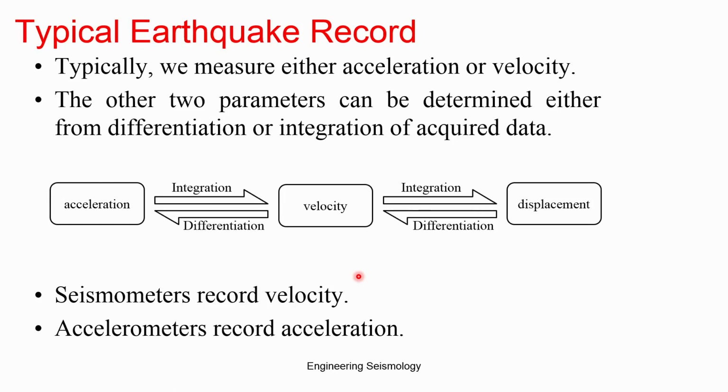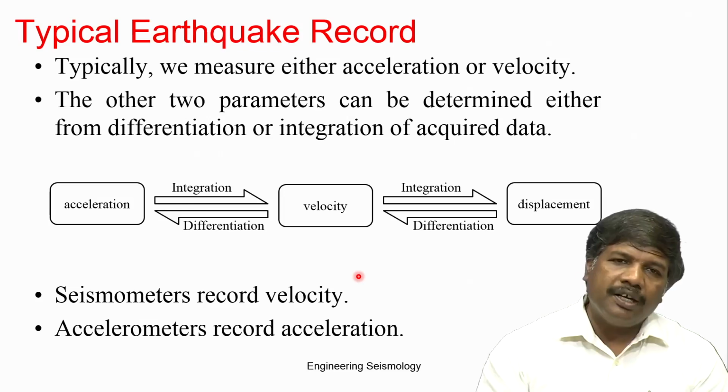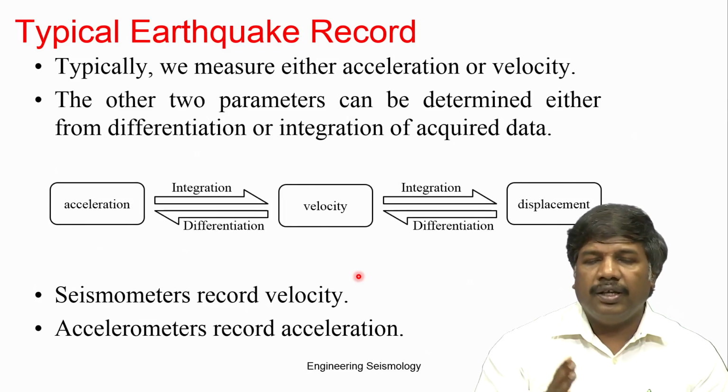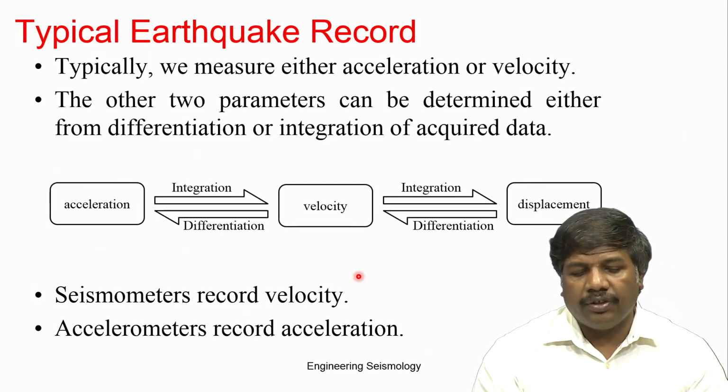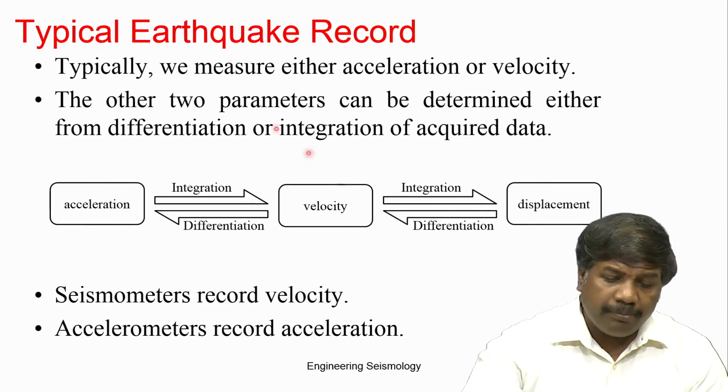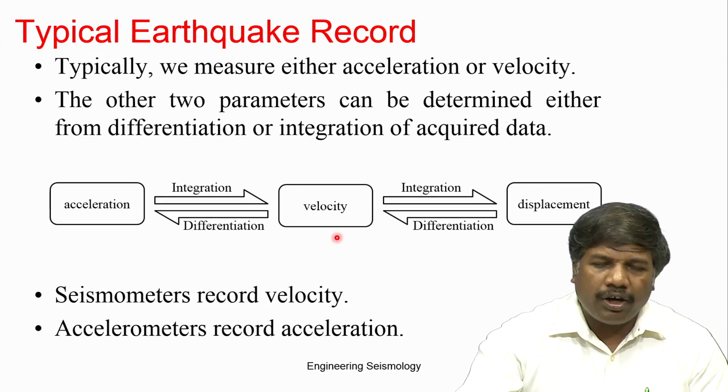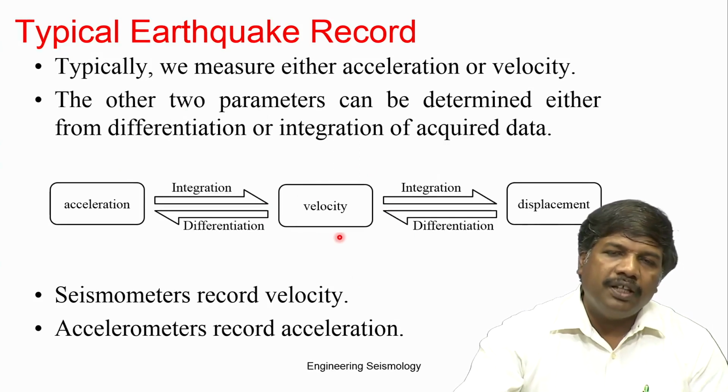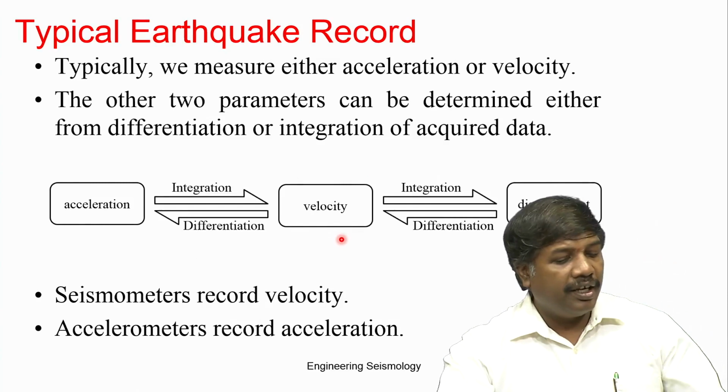As you know, acceleration can be integrated to get velocity, and velocity can be integrated to get displacement. If you want to go from displacement to velocity, you can differentiate, and differentiating velocity gives acceleration. This is how any one recorded parameter can be converted into the other parameters required for your engineering application. This step is very important, because you know what record you have, and from there you can convert to the record you need for the engineering application.